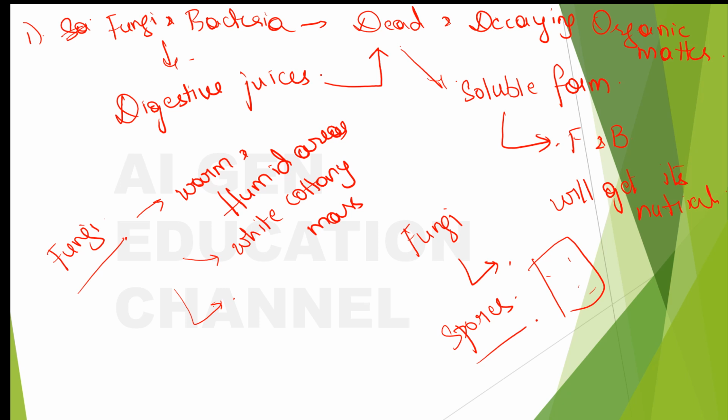These spores, once they get onto some moist and organic matter, they germinate and they multiply and they form a fine mesh. It will appear like threads. It will form a thread-like structure. This is about the fungus. Now I hope you understood the entire process of the saprotrophic nutrition.